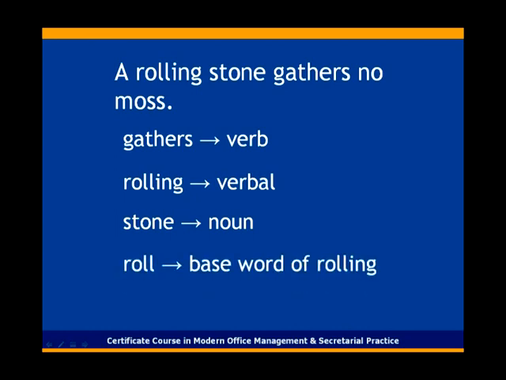Think about the base verb in the word rolling. It is roll. Now the variation of the base verb roll here is rolling. Now look at how it is used in context. What type of a stone? Rolling. Hence, the verbal, which is a form of a verb, in this sentence plays the role of an adjective.